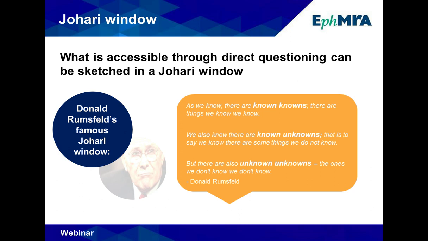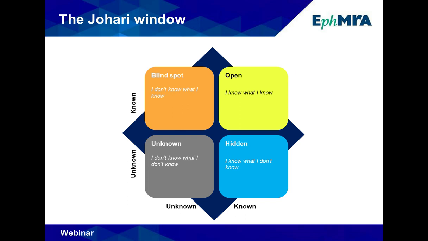So what does it look like in this Johari window itself? On the vertical axis here, you have two categories, what is known and what is unknown to others. And on the horizontal axis, you have what is known and unknown to oneself. Let's start with the open quadrant of the window. The open is, I know what I know. Now moving on to the blind spot. In the blind spot, it's known to others, but unknown to self. So I don't know what I know, but others might know it.